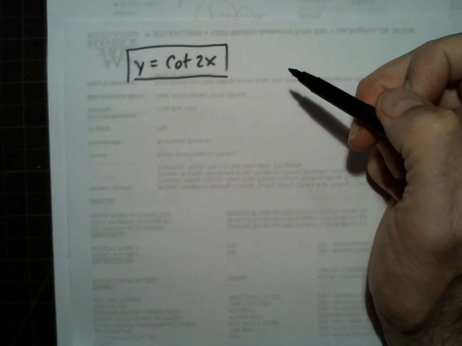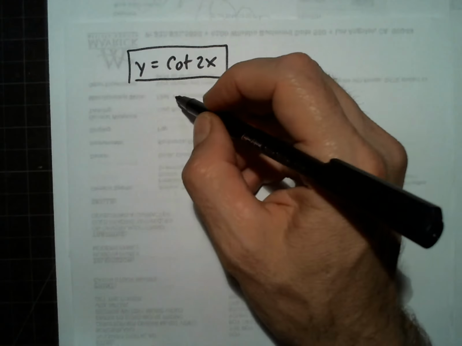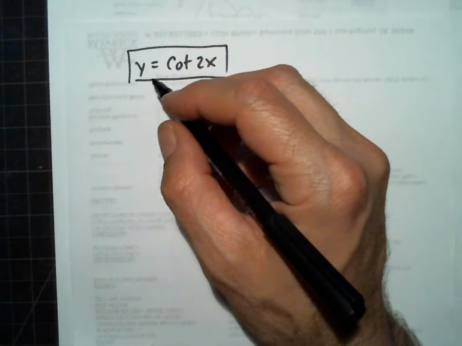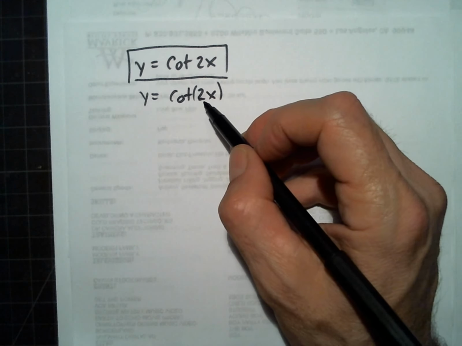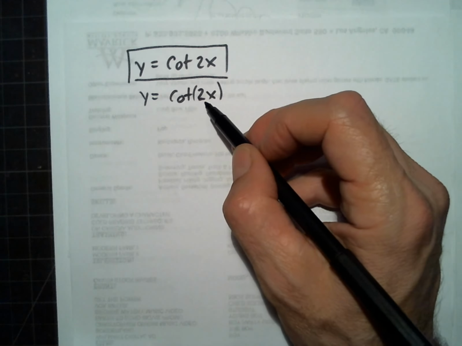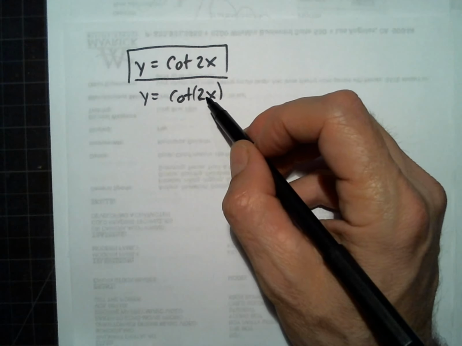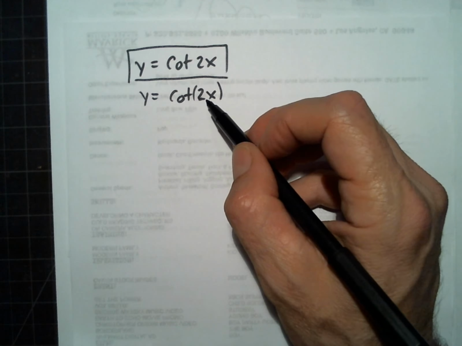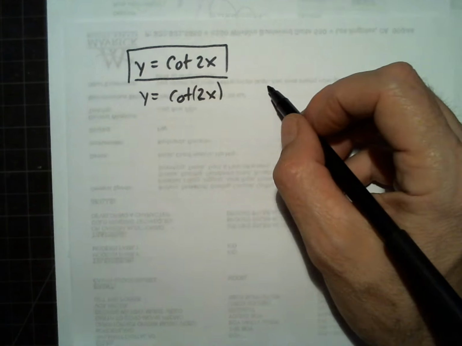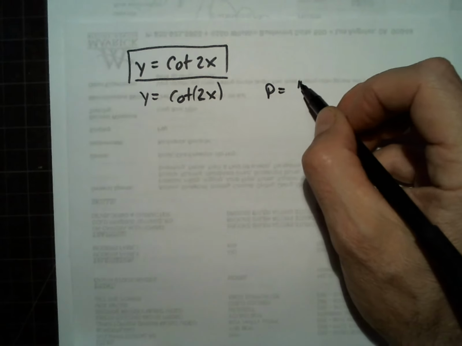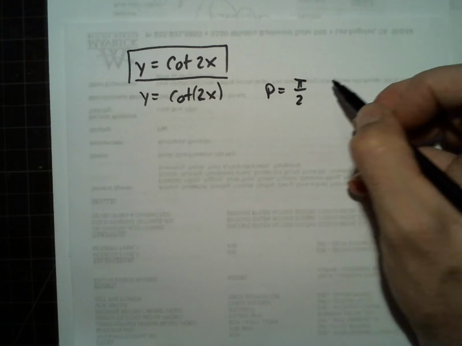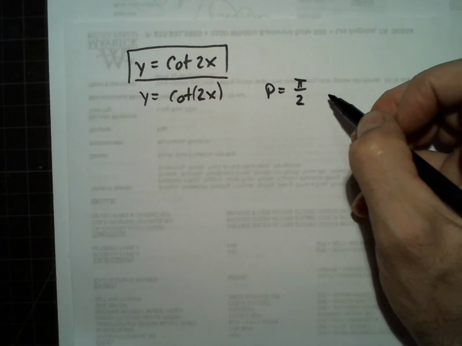All right, pause the video and try that one. So we see 2 is an inside change that's horizontal, and we're going to do the inverse of what it's doing to x. It says 2x, so we're going to divide x's by 2, and the period is pi over b. So we know the period will be pi over 2.